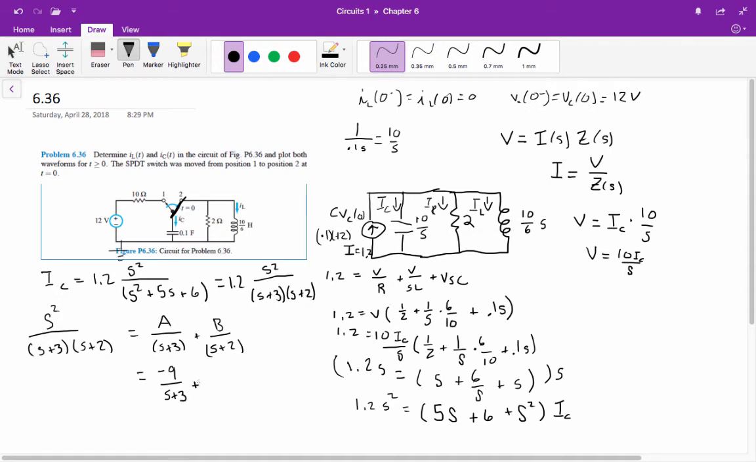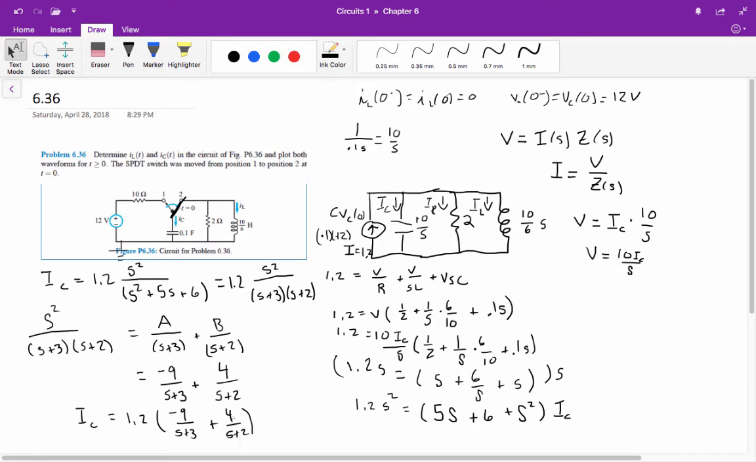Now to find out what b is, I do the same thing. What would make this equal to 0 is negative 2. So I plug negative 2 into this except for the s plus 2 term, and that would be 4 over 1, or 4. So my b term is 4 over s plus 2. So that tells me that IC equals 1.2 times negative 9 over s plus 3 plus 4 over s plus 2.